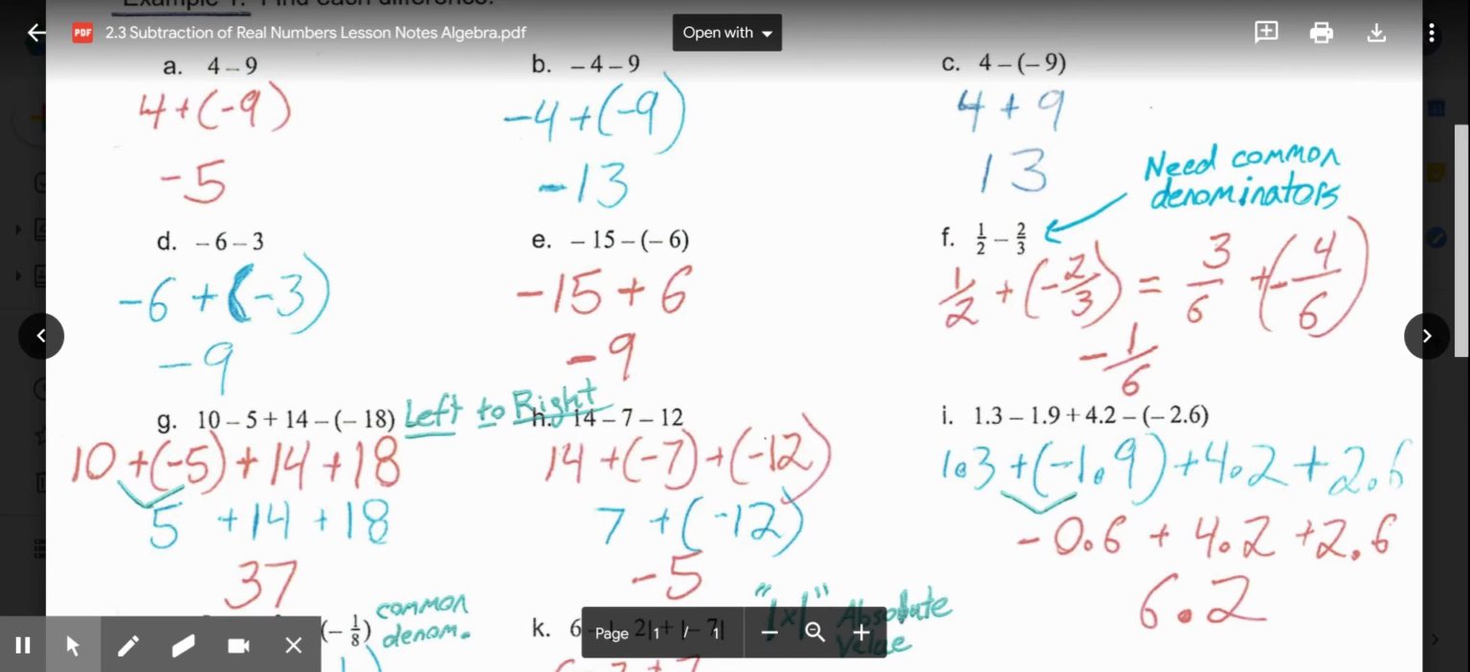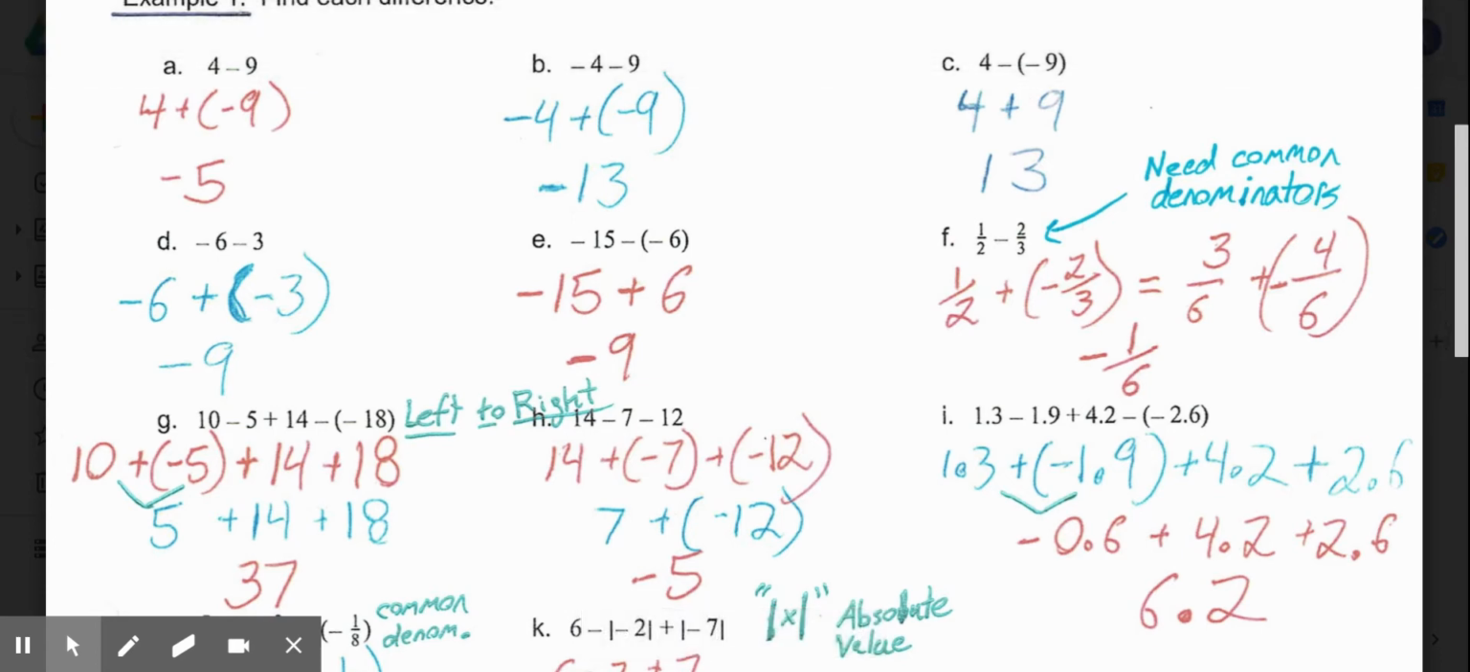In E, a negative 15 minus a negative 6. So the first number never gets changed. So that's still a negative 15. Change our subtraction to adding the opposite. So the negative 6 becomes a positive 6. Negative 15 plus 6 is a negative 9.